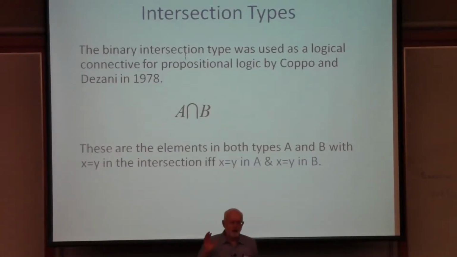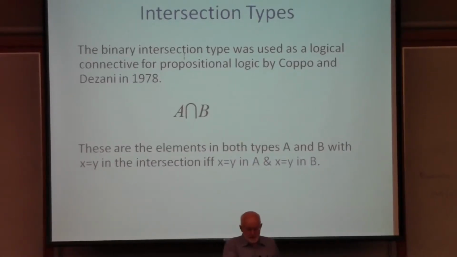Okay, so here's how we're going to get at uniformity now. We're going to use this intersection type. This is the Coppo-Dezani one, the binary intersection type. And remember, what's in that type, A intersect B? These are the elements that are in both types simultaneously, in A and B. So they're proofs that prove both A and prove both B.